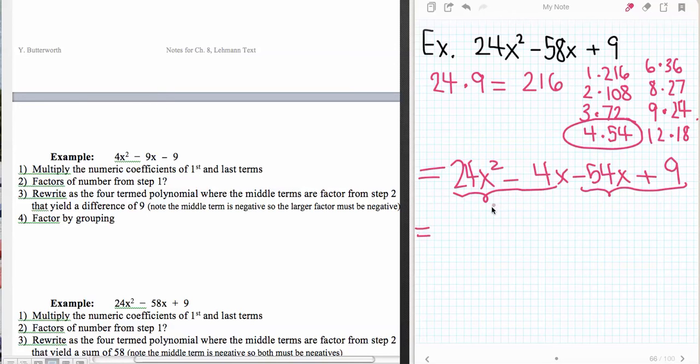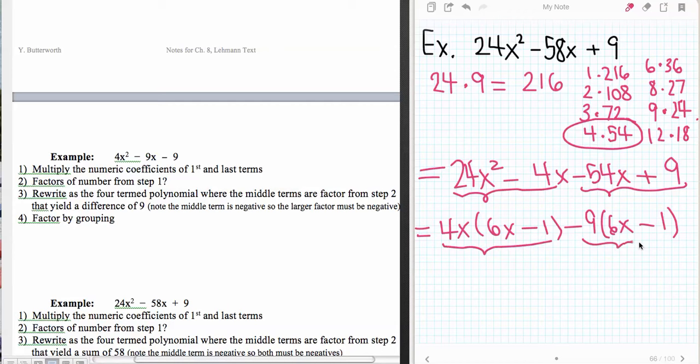Now from here we can factor out a GCF of 4x, and that's going to leave us with a 6x minus 1. And then from these we're going to take out a negative 9, because I need a positive and then a negative. So negative 9 comes out of 54 and leaves a positive 6x, and negative 9 comes out of positive 9 and leaves a negative 1. And now from this term and this term, I'm going to factor out the GCF, which is a 6x minus 1. That's going to leave me with a binomial, a 4x minus 9.